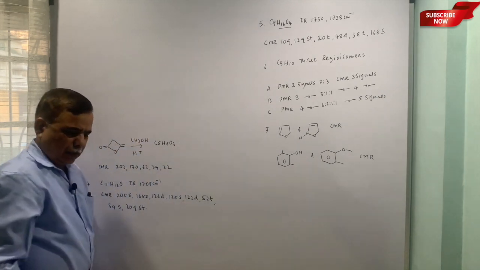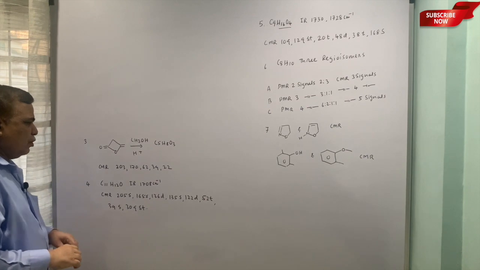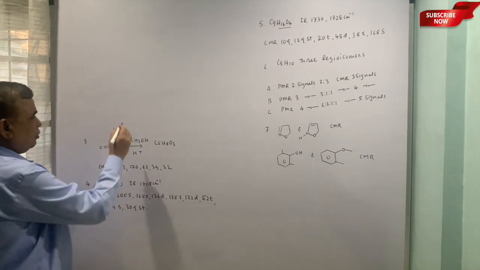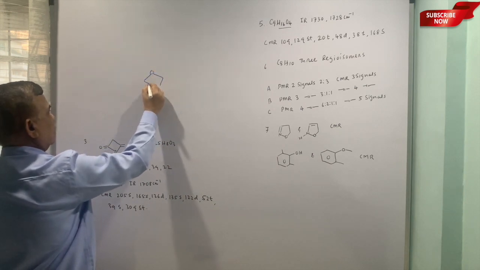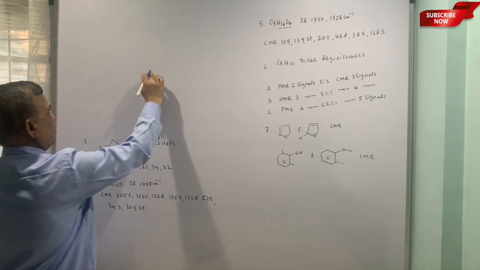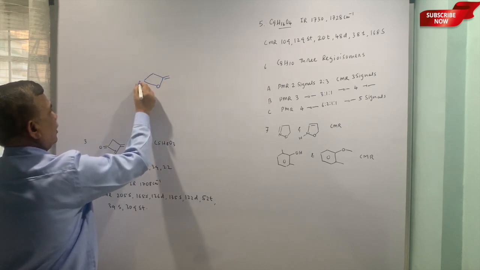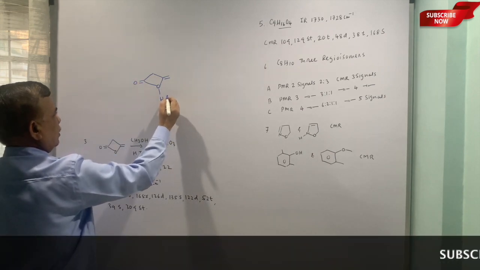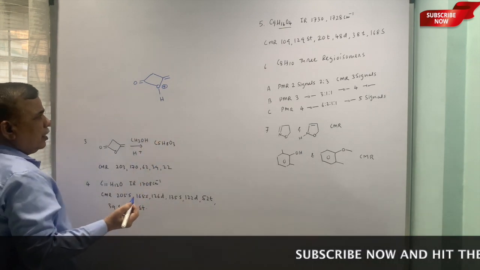Now the next example. This example is also a little tricky. I will just put the mechanism before drawing the structure. Now this CH2 and then O, and this is carbonyl. So first of all, let me put OH here.